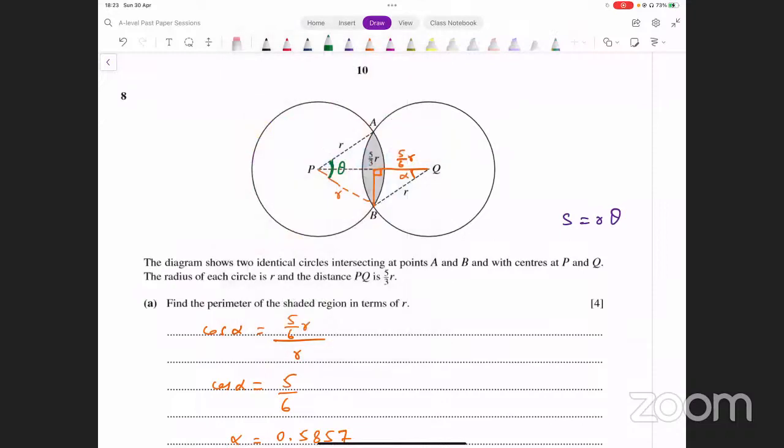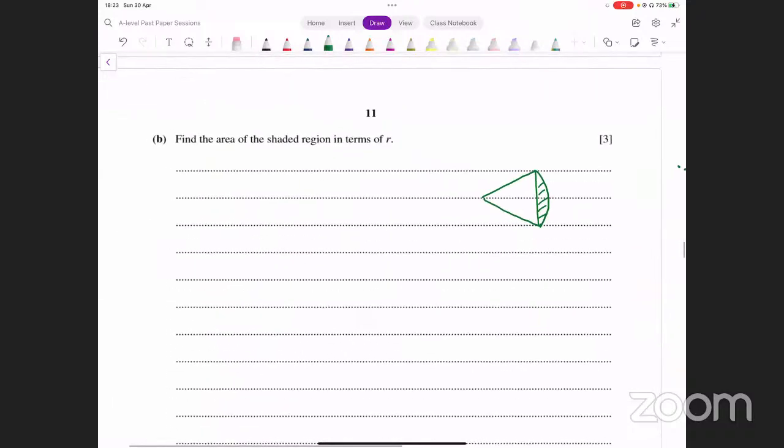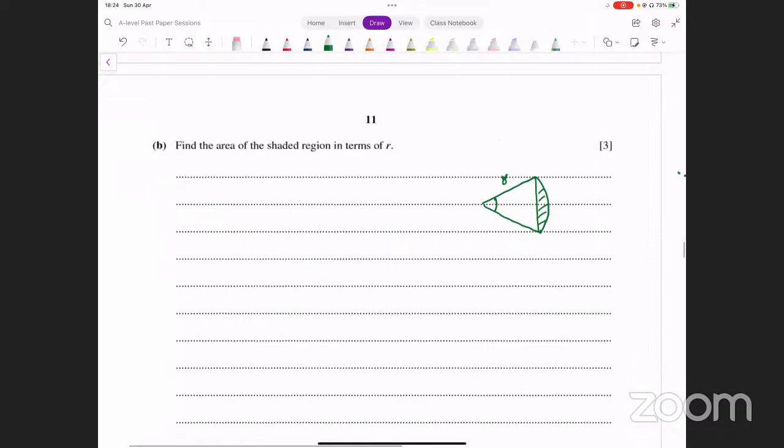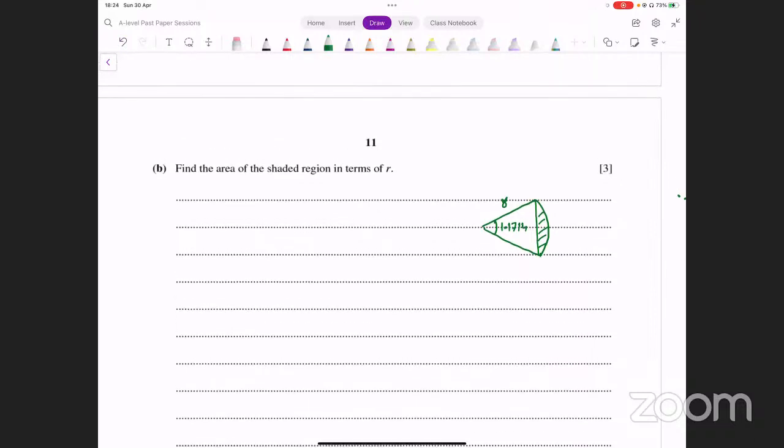हम कहते हैं इसको हाफ में डिवाइड कर लें. अब ये वाला पार्ट एक सेगमेंट है. एक सेगमेंट के एरिया हम निकाल लेते हैं, उसको 2 से मल्टीप्लाई कर देंगे एंड विल गेट आवर रिजल्ट. ठीक है, लेट्स डू दैट. एक सेगमेंट का एरिया कैसे आएगा? रेडियस आर, वी आल्सो नो द एंगल. द एंगल वाज 1.1714. This angle is 1.1714. ठीक है? So we have this information.